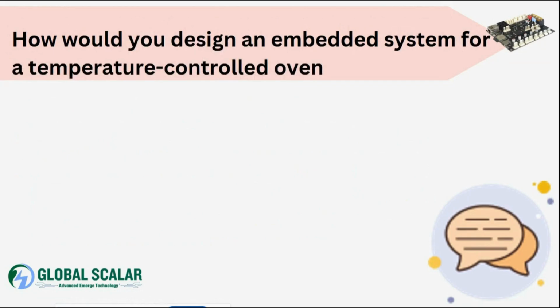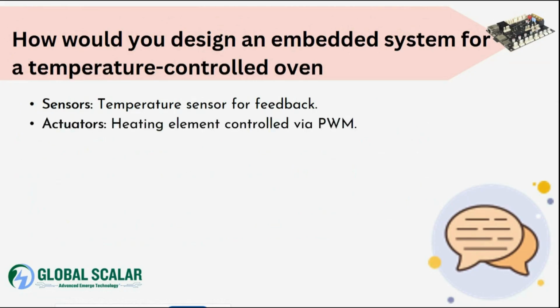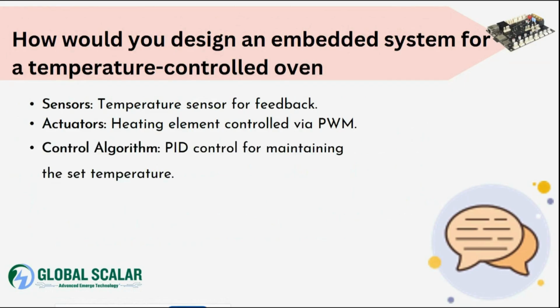How would you design an embedded system for a temperature control oven? Here the temperature sensor will take the feedback. The actuator will control based upon the heating or the temperature sensor feedback. Whenever the heat increases, the actuator will respond. It will generate some pulses that will be checked by the control algorithm, so PID control for maintaining the set temperature.